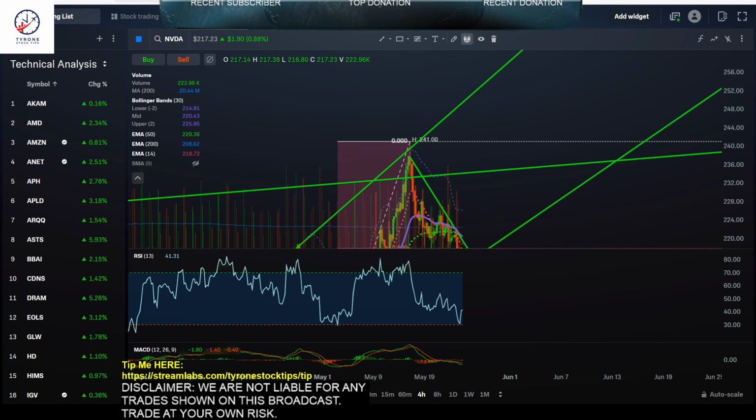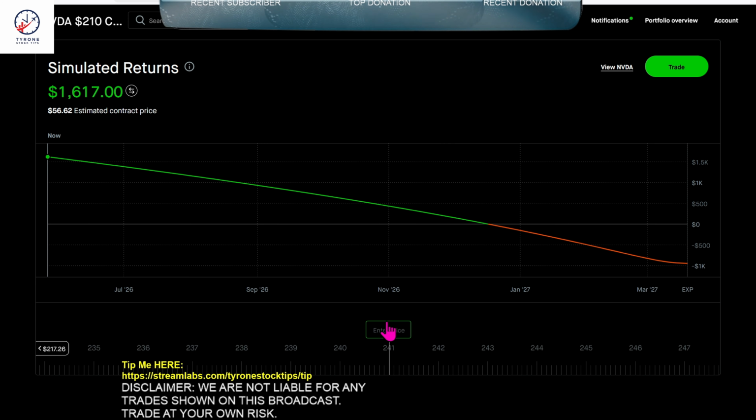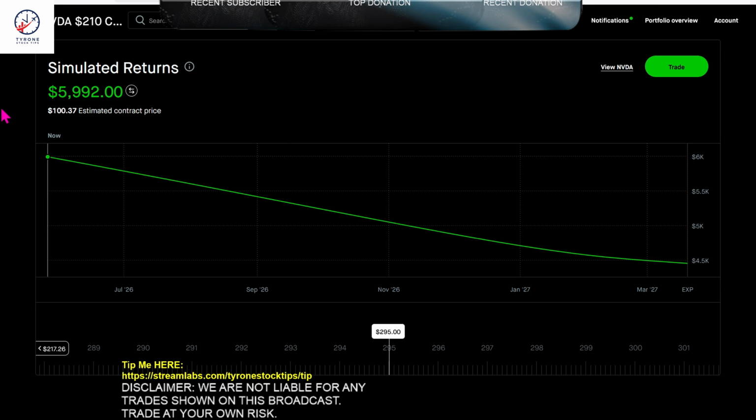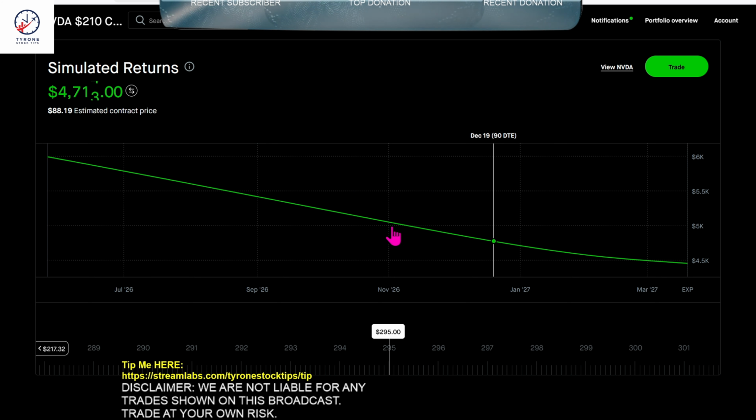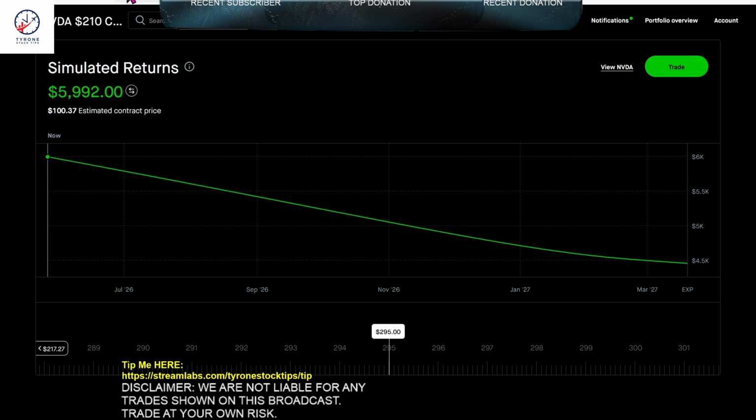295. Of course, with options, the price weakens the closer you get to the expiration date. But let's just put 295. Talking about 6 grand. But of course, this is how it has to work, right? If that happens by July, okay, I have 5 grand. If that happens by September, I'll have 5 grand. If it happens by November, still 5 grand. So this is essentially a $4,000 to $5,000 trade profit.